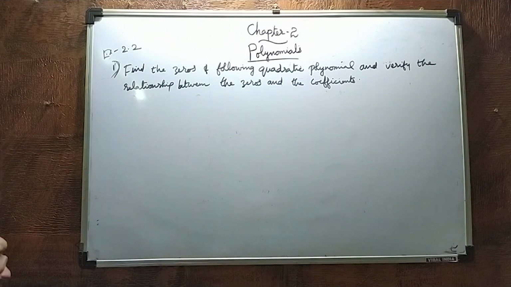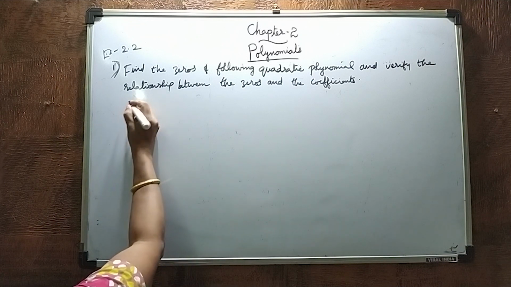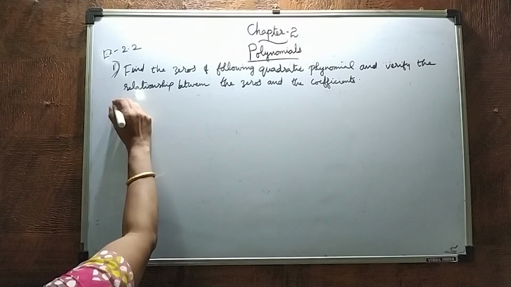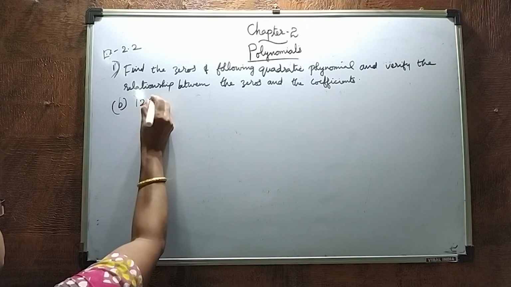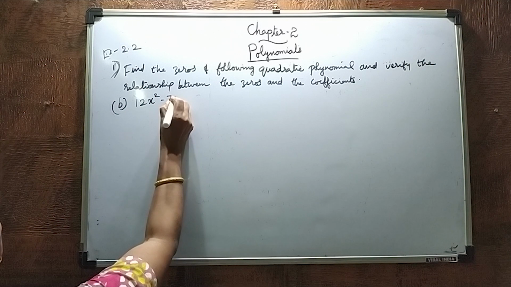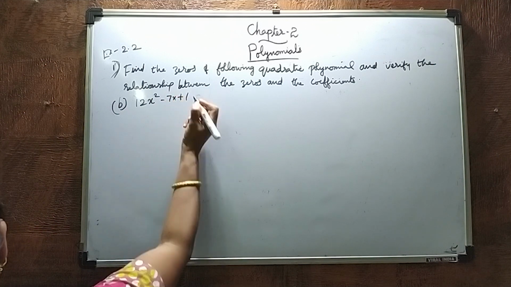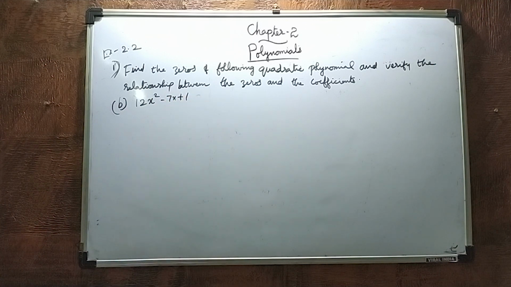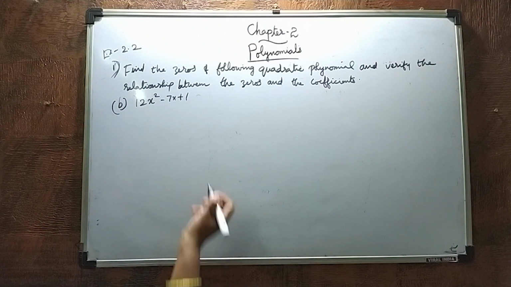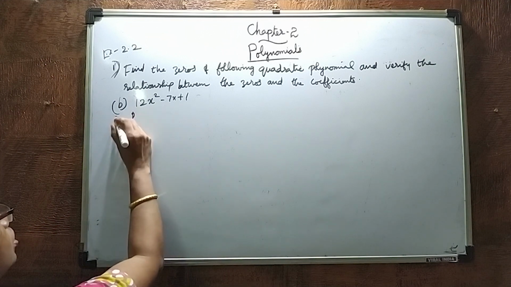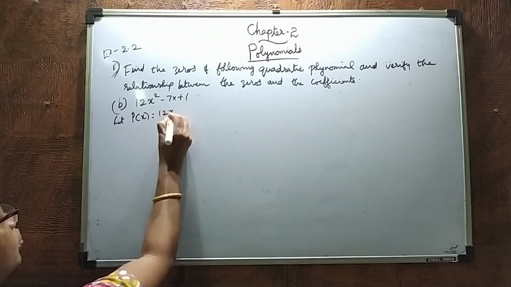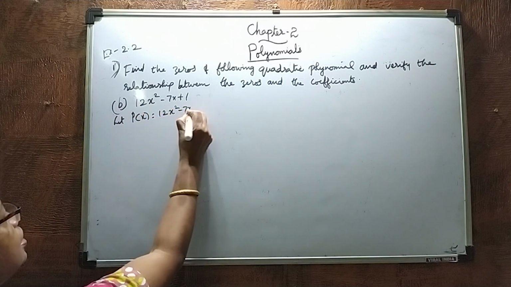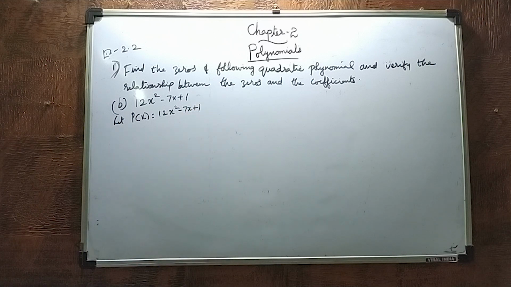It is not from the textbook, it is from the outside. 12x square minus 7x plus 1. So you have to find out this one. So what you have to do first? Let p of x is equal to 12x square minus 7x plus 1. Then what is the next step?